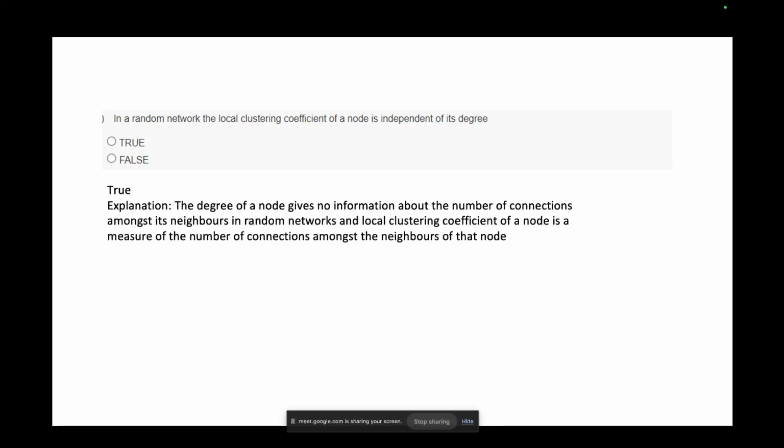The clustering coefficient depends on the neighbors' degrees around that particular node. So the clustering coefficient will not depend on the degree of that particular node. It will depend on the degree of the nodes around itself. So the answer is actually true. If you compute the local clustering coefficient of a node, it will be independent of its degree, and this is very much related to the ER networks, random networks, Erdős–Rényi.